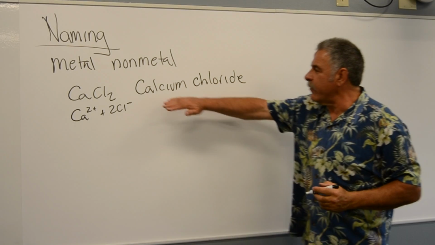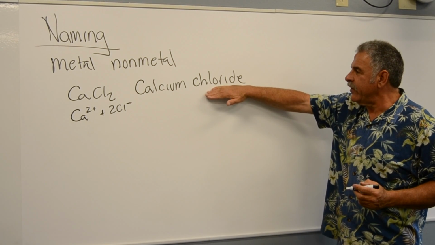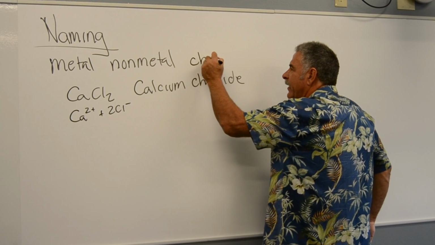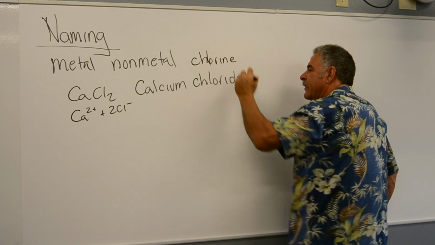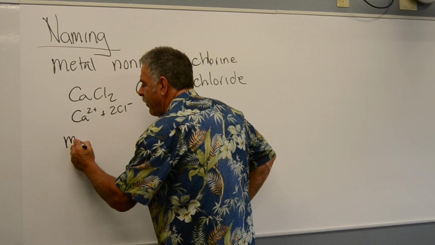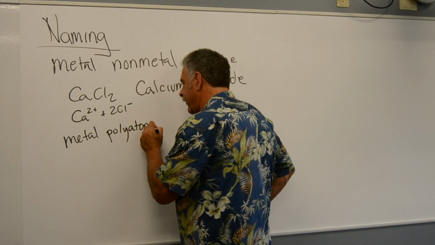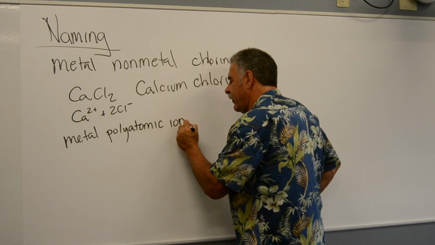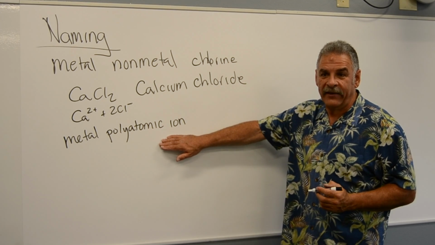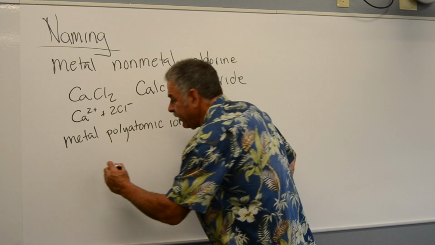All right? So you take the metal name and then the non-metal name and you change the ending to ide, I-D-E. So you go from chlorine to chloride. Now, the second type is a metal and a polyatomic ion. We've seen 24 that you're supposed to know by sight or memorize, right? By rote.